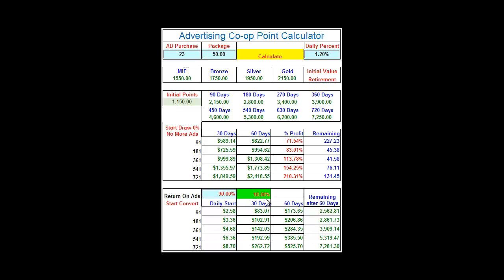As example, if you wait 2 years, 721 days, to start to draw the funds, you will draw $8.70 a day or $262.72 a month. After 2 months, you will have drawn $525.70. What is important about this example is that after withdrawing $525.70 in 2 months, the remaining points of 7281.30 is still larger than the starting points of 7250 shown above.